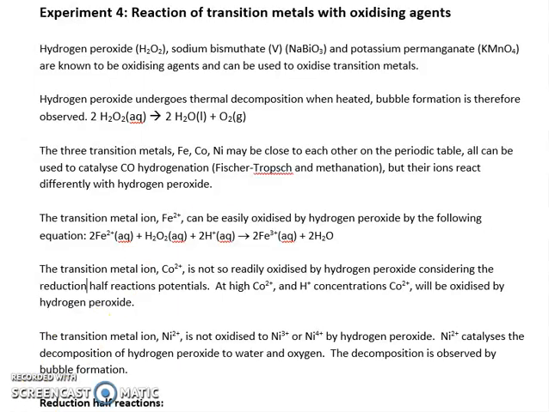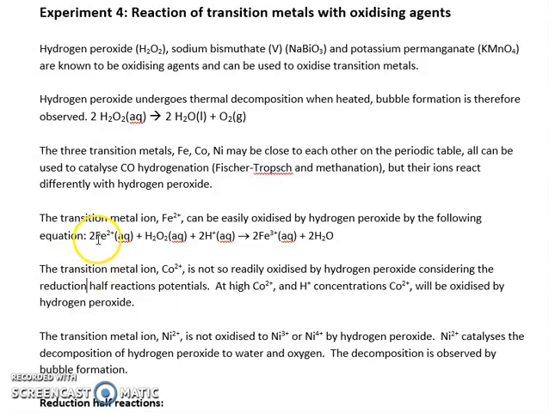For example, iron 2 plus would like to be oxidized to iron 3 plus because iron 3 plus has got 5 electrons in its d orbitals, resulting in the d orbitals being half full, and a half full d orbital subshell is very stable. So therefore iron 2 plus would really like to be oxidized to iron 3 plus. However, it's not the case for nickel and not the case for cobalt.